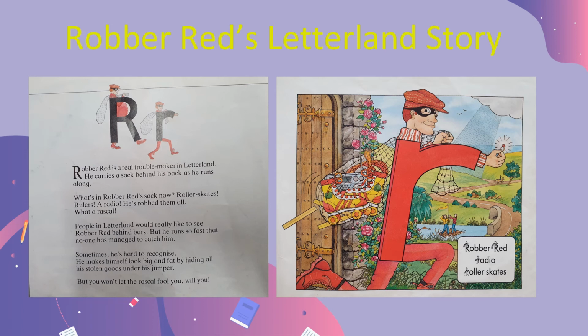Robber Red is a real troublemaker in Letterland. He carries a sack behind his back as he runs along. What's in Robber Red's sack now? Roller skates, rulers, a radio. He's robbed them all. What a rascal. People in Letterland would really like to see Robber Red behind bars, but he runs so fast that no one has managed to catch him.